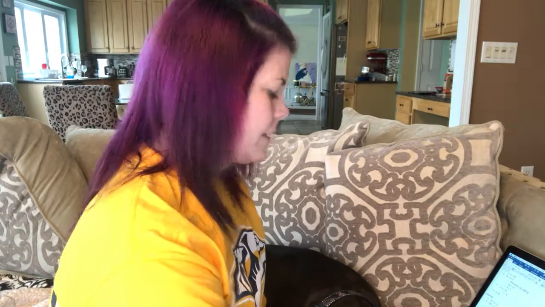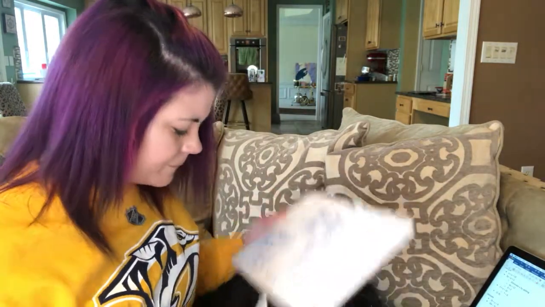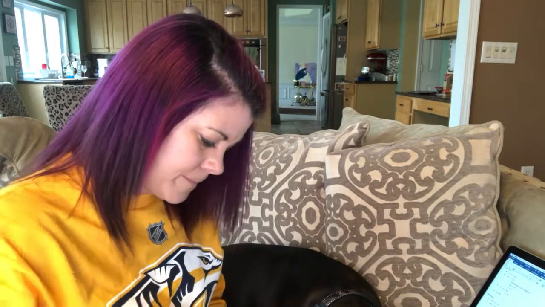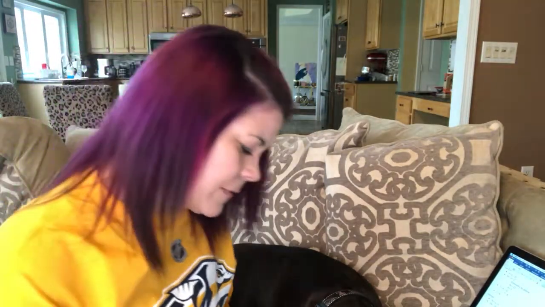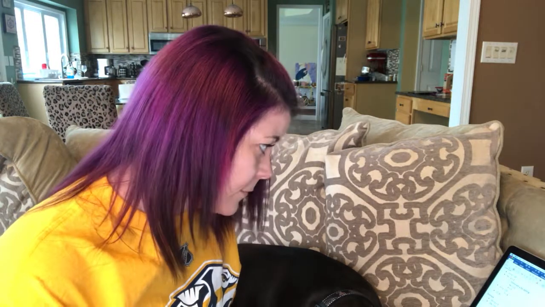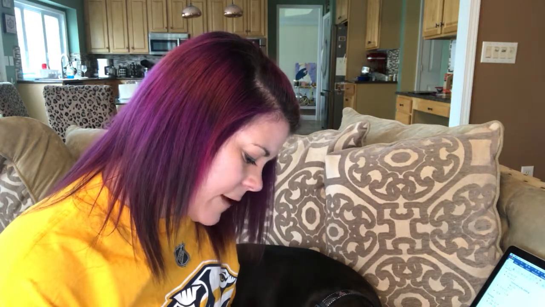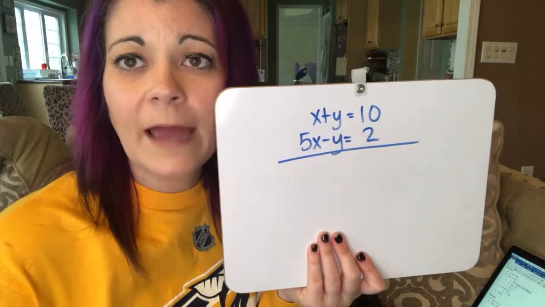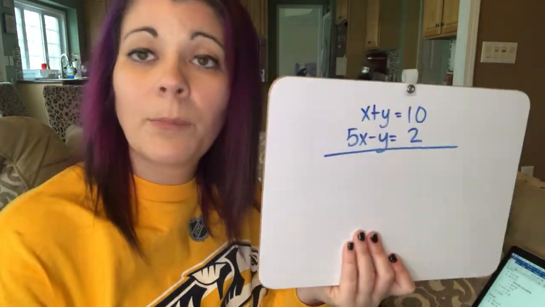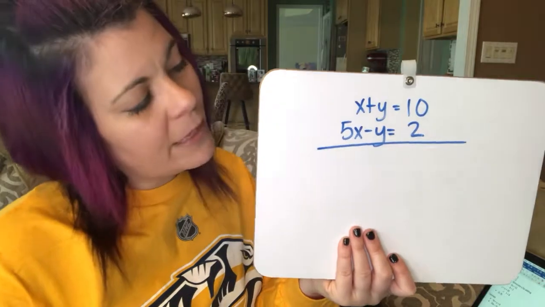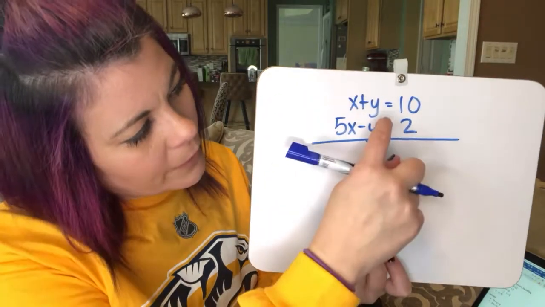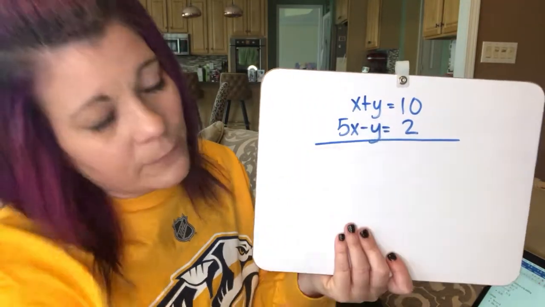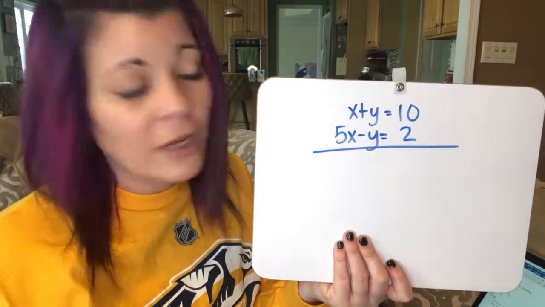Okay, let's do another example. Another example, we have x plus y equals 10, and then 5x minus y equals 2. So again, we're looking for variables that have the same coefficient. In this case, y, both have the coefficient of 1. So now we've got to see if we need to add or subtract. Well, this is y minus a negative y. That would give me a 2y, so we're not subtracting.